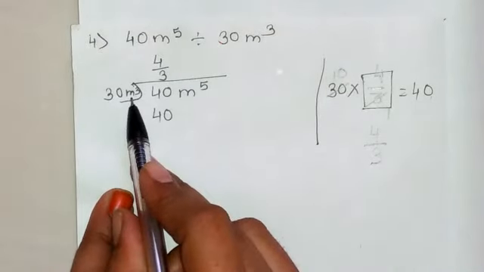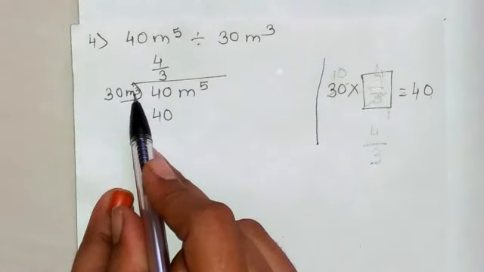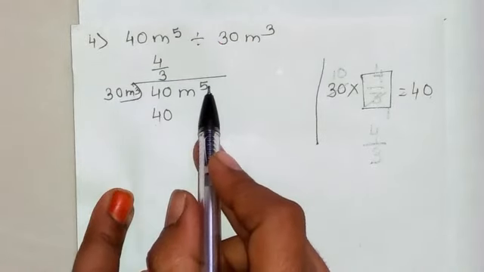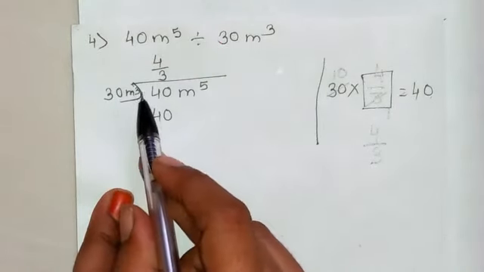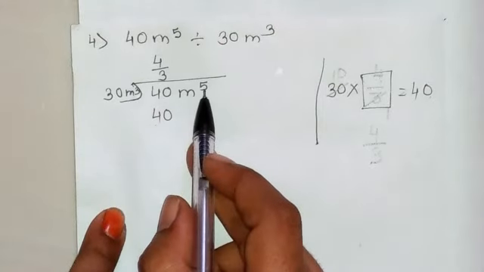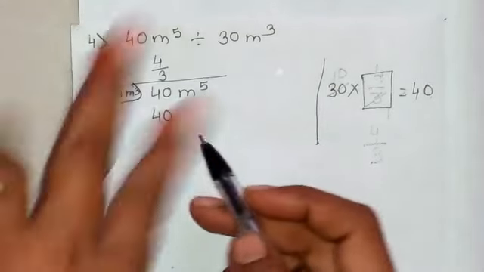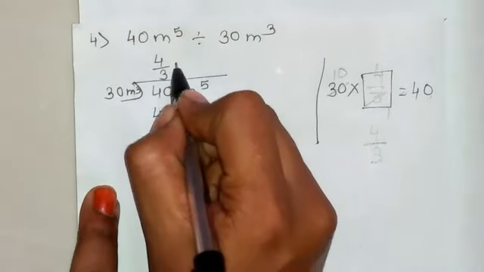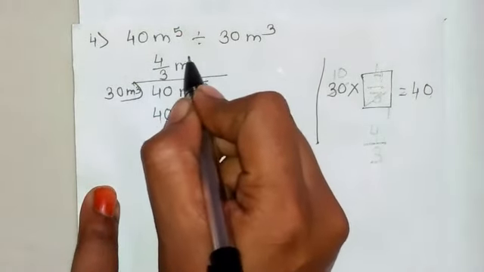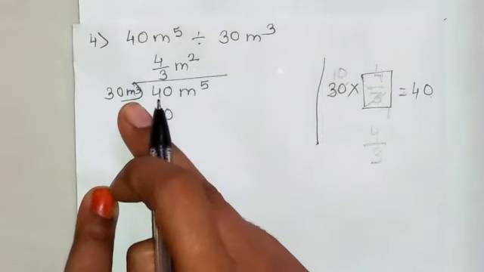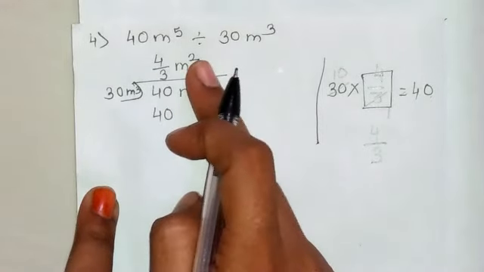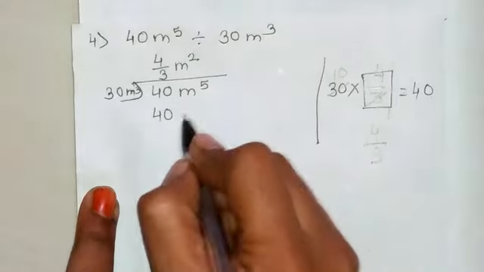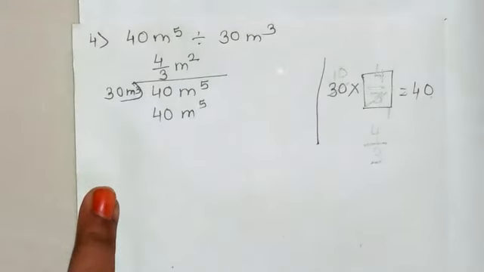Now here we have m raised to 3, which we have to make m raised to 5. It means the index number is 3, which we have to make 5. So 3 plus 2, then the answer will be 5. It means we have to write m raised to 2. M raised to 3 plus 2, the answer will be m raised to 5.